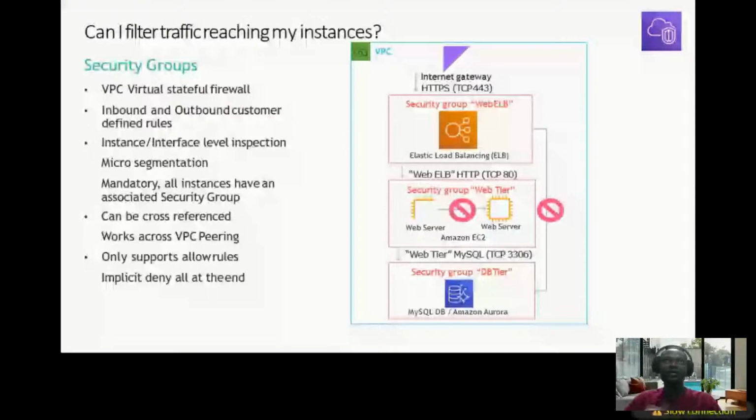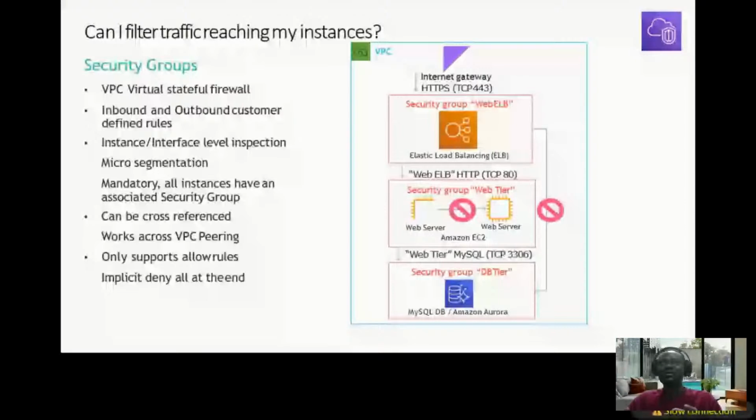They only support allow rules, with an implicit deny all at the end. Only allow rules are supported. Without you knowing, there is a deny rule applied to it. That's why it's called implicit deny at the end of the day.